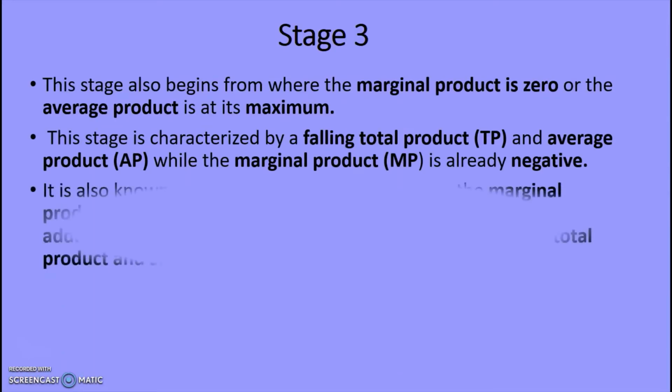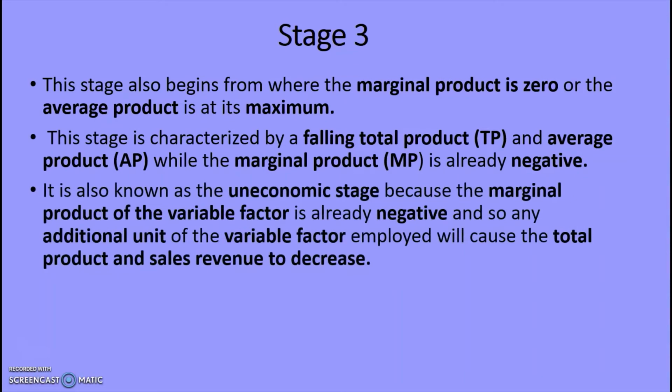Now we look at the name given to stage 3. Stage 3 is also known as the uneconomic stage of production or the irrational stage of production. This is because the marginal product of the variable factor, which is land, is already negative. And so any additional unit of the variable factor employed will cause the total product and the sale revenue to decrease.